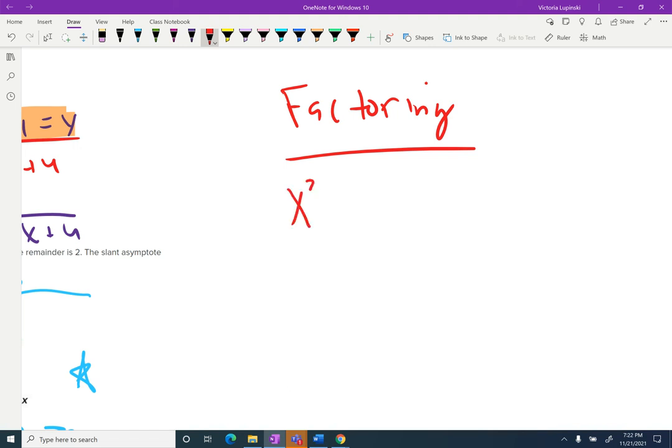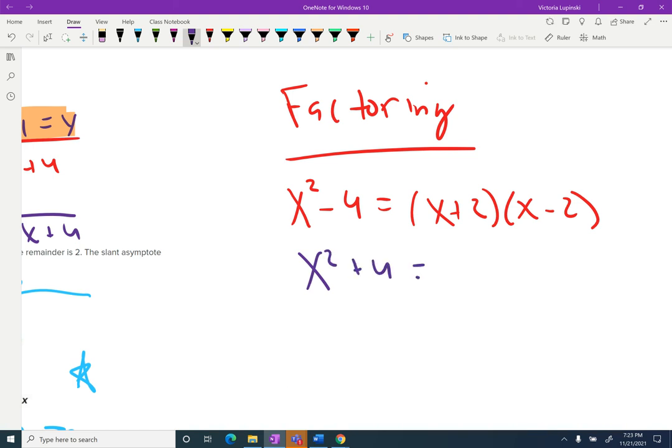So just to go over a few different kinds of factoring, let's say you had x squared minus 4. That is, of course, the difference of squares, x plus 2 and x minus 2. Be careful, though, because if you had x squared plus 4, you cannot factor that. These turn out to be imaginary. So again, while it is wrong to not factor, it's also wrong to factor when you're not allowed.